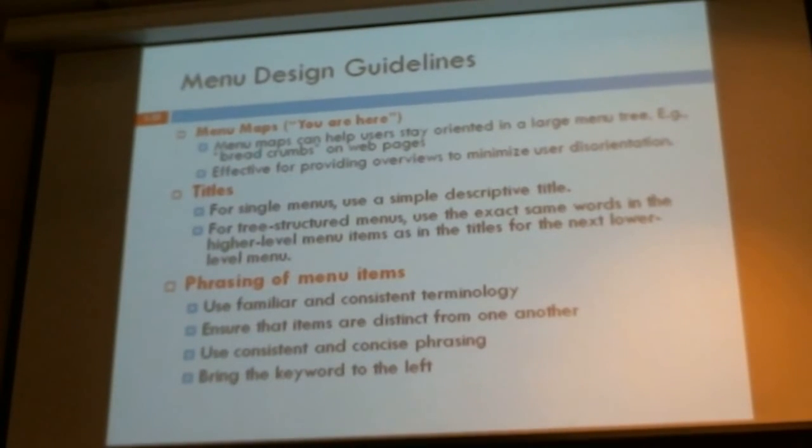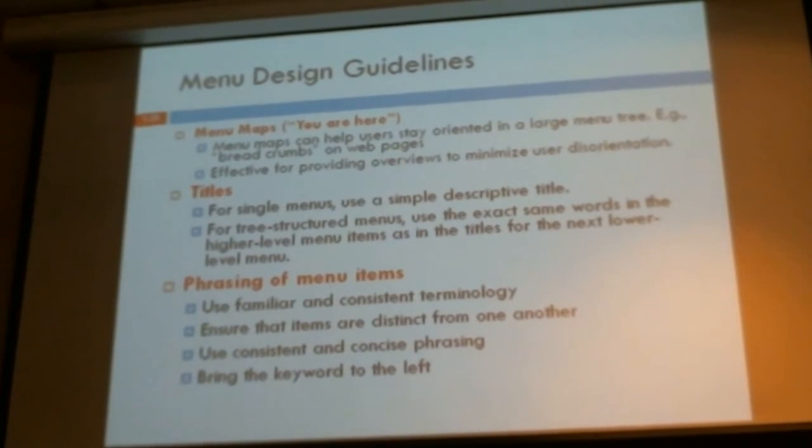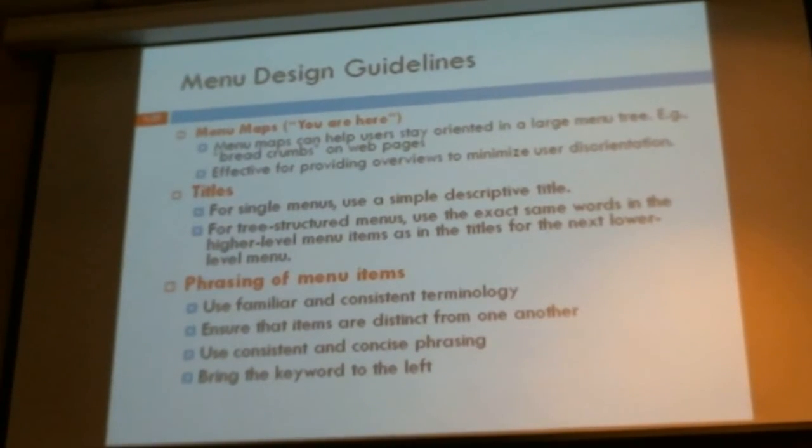Okay. So also you want to use familiar and consistent terminology. For instance, we're used to a file menu. A lot of the browsers these days have more of the pop-up menus, and I have a hard time figuring out how to save my bookmarks anymore. We also want to ensure that items are distinct from one another. What happens when you have a menu where there's two options that are too similar? You don't know which one to pick, and you make errors, right? You have to back out. Like, okay, that's not what I wanted. Use consistent and concise phrasing.